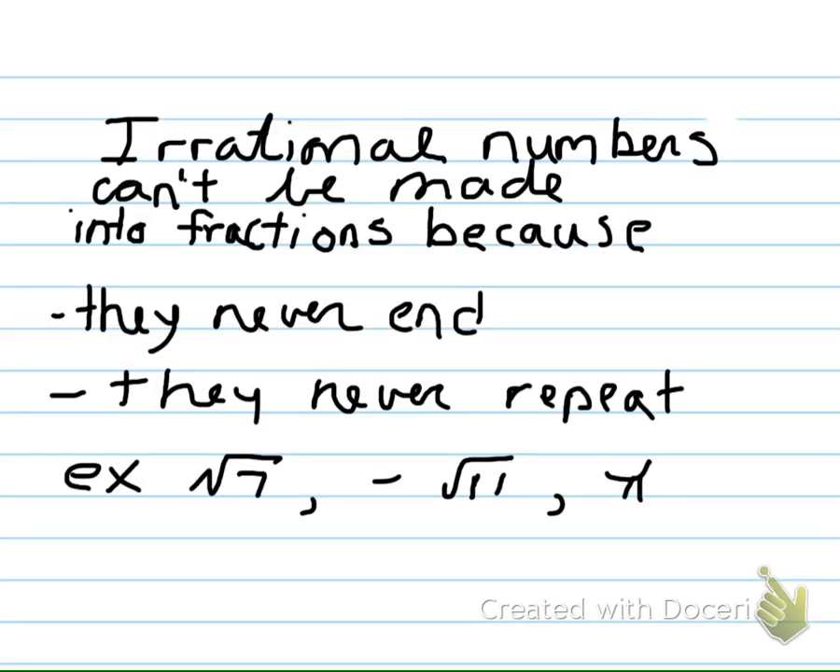Okay, my second reminder is that irrational numbers cannot be made into fractions. You can't make them fractions because, number one, they never end. They just keep going on and on. It might look like they end on your calculator, but that's only because your calculator runs out of room. And not only do they never end, but they don't repeat either. So some examples of irrational numbers are the square root of 7, the opposite of the square root of 11, and pi. You cannot make these numbers into fractions because they keep going on and on and on, but there's no pattern to how they keep going on and on.